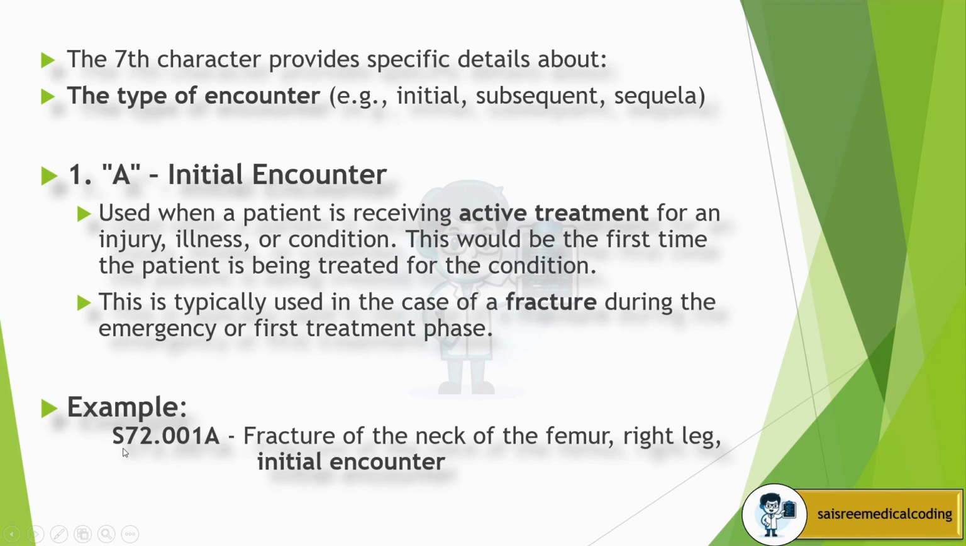Here, the complete code's seventh character ends with an alphabetical letter, that is A. Why did they take A? They have specified it as an initial encounter, or they mention indirectly that this is the first treatment, or the initial treatment the patient is receiving for the particular condition. If they specify it in such a way, you can also consider it an initial encounter and give the alphabet A in the seventh character.